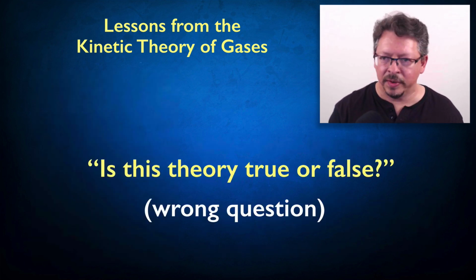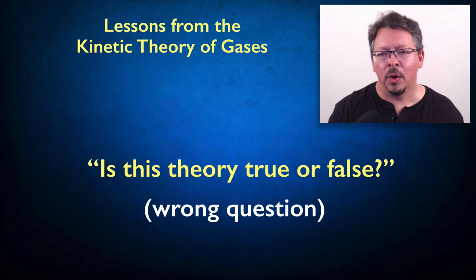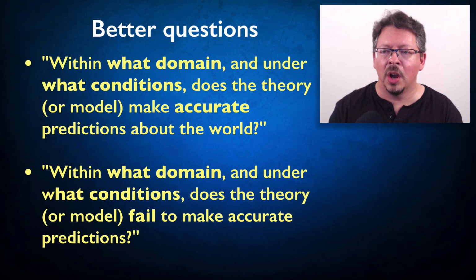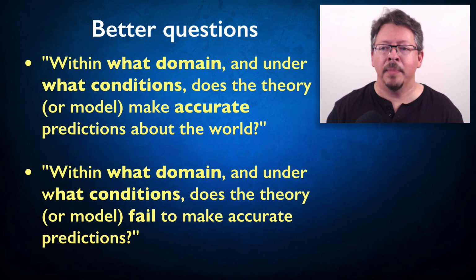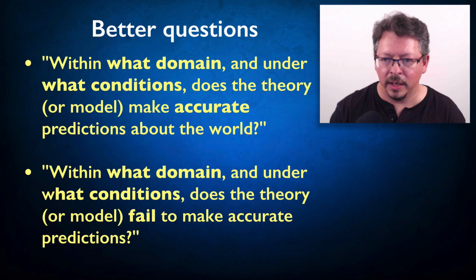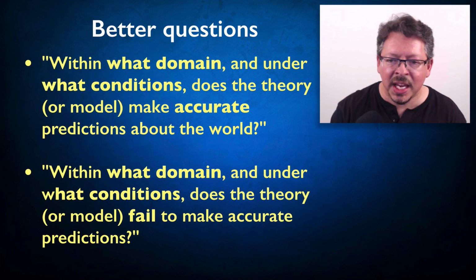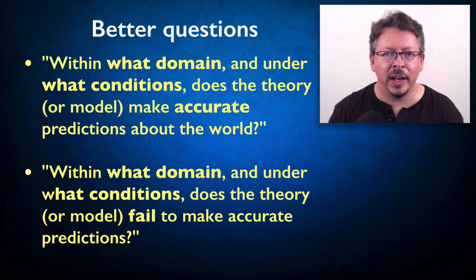Unfortunately, these features of scientific reasoning are hard to understand if we focus too much on the question of whether a theory or model is true or false. Usually, that's not a helpful question. Even our best theories are false in some respects. This is why scientists are often uncomfortable answering this question. The better questions to ask, the more useful questions, are these. Within what domain and under what conditions does the theory or model make accurate predictions about the world? And within what domain and under what conditions does the theory or model fail to make accurate predictions about the world? These are questions that scientists are comfortable answering, because these are the questions that are actually relevant to how science is practiced.